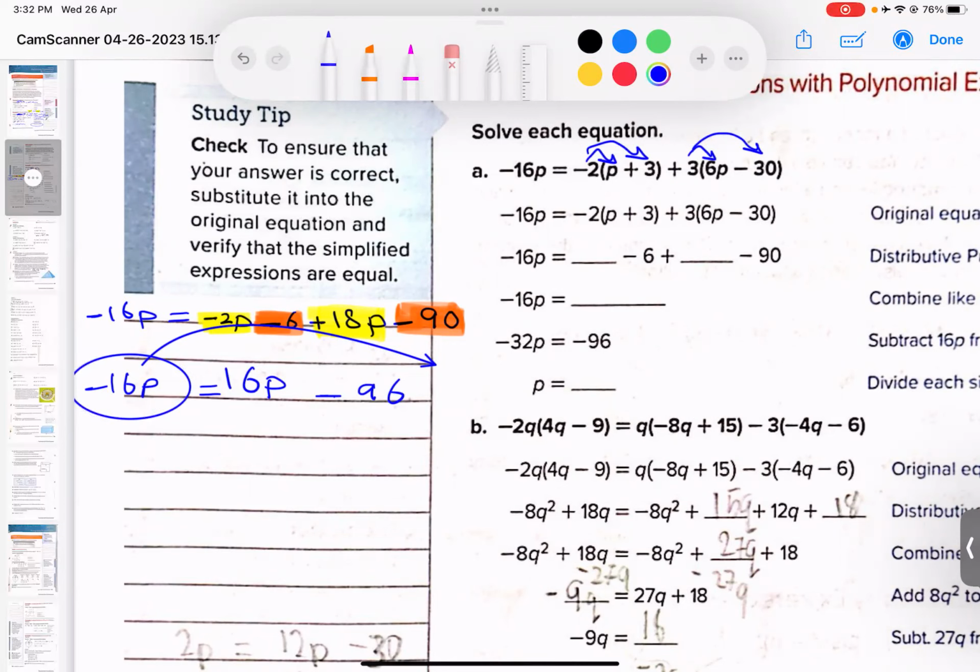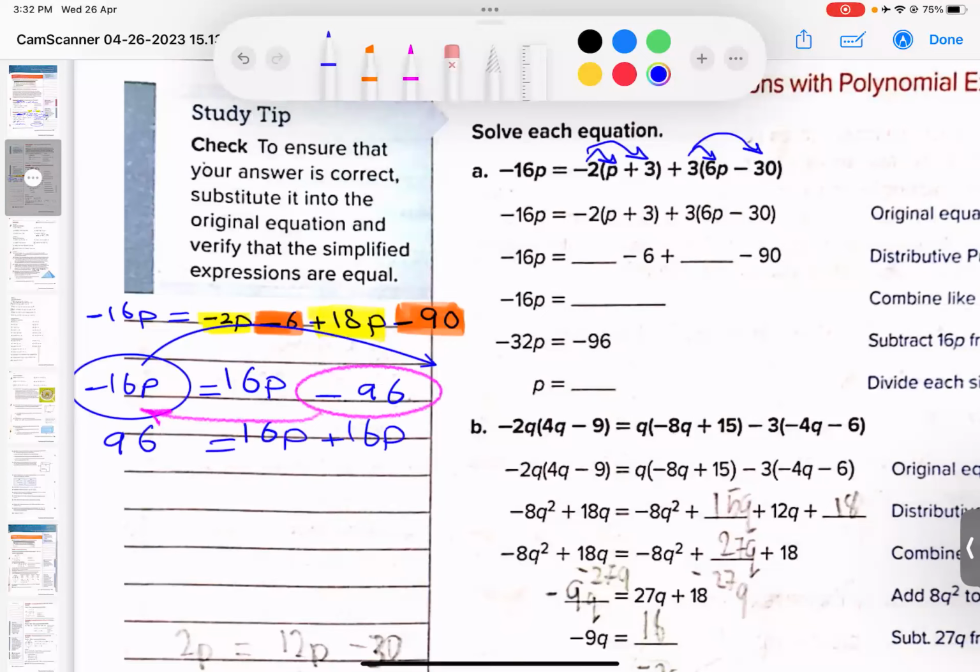Yes. Do you know why? Because you moved it to the other side. Yeah, exactly. So this one's going to be 16p plus 16p, right? What about -96? What should I do? You move it to the other side, so it's going to be -96 equals 16p plus 16p.